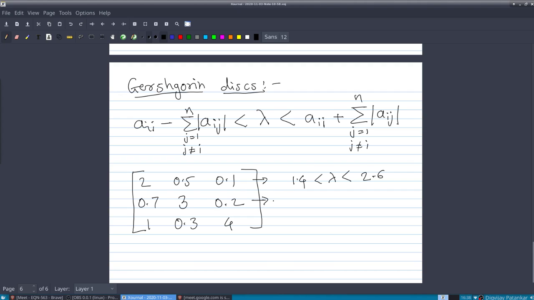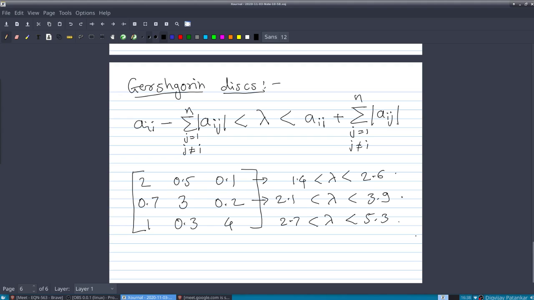Apply this to the second one. It gives me 3 minus 0.9, so 2.1, less than lambda, less than 3.9. And the third one, 4 minus 1.3, so 2.7, less than lambda, less than 5.3. So the Gershgorin disk tells me that the eigenvalues of this system will be in between these ranges. So I can use this to find the initial approximation for our shift parameter.